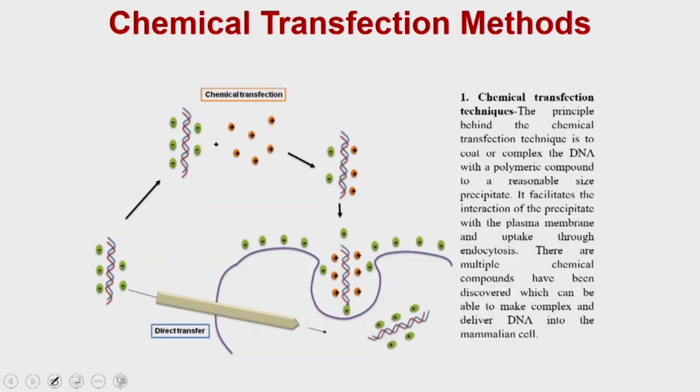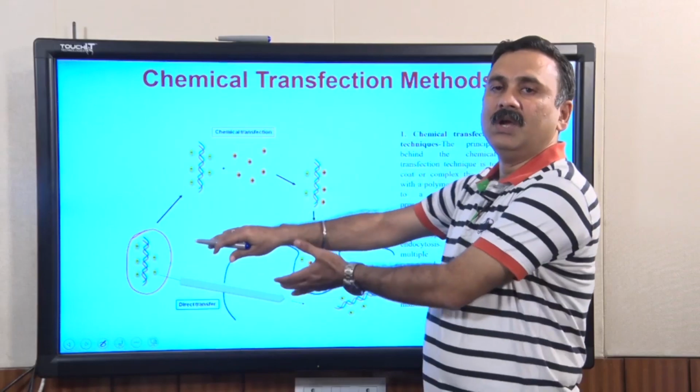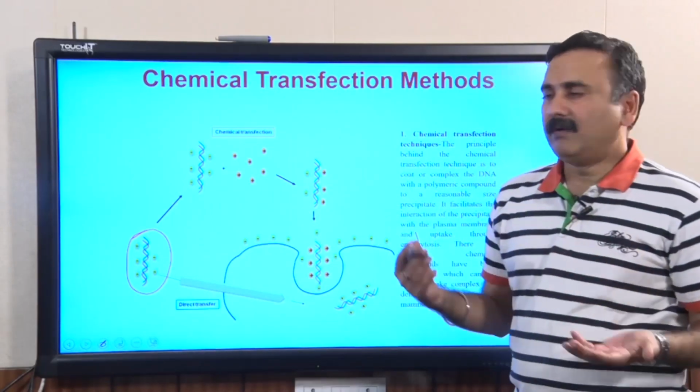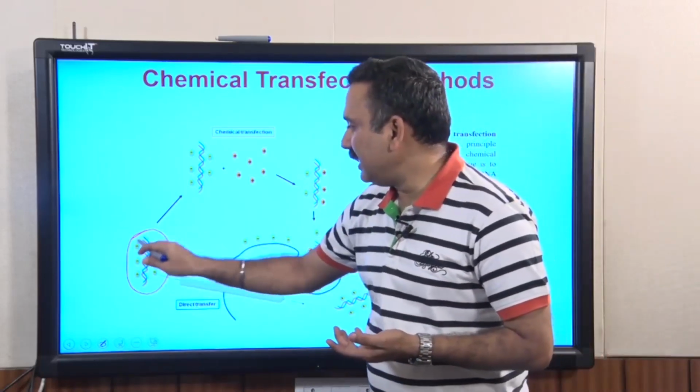In the chemical transfection method, as you know, the DNA is negatively charged. So, one approach is to take a syringe and directly transfer this negatively charged DNA into the cell, but this is not easily possible, and it requires extraordinary infrastructure, such as micro injections, which can transfer the DNA into the mammalian cells.